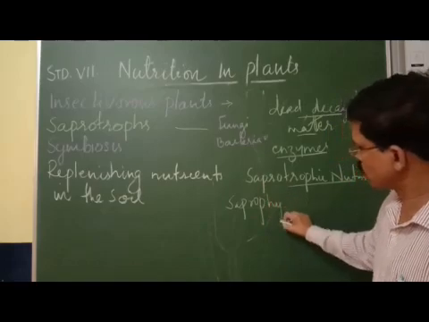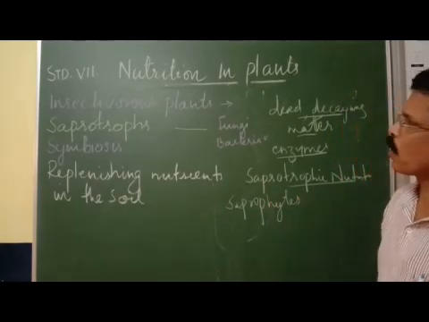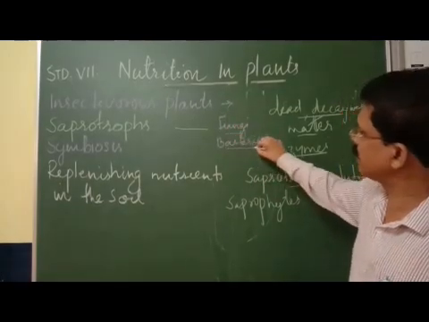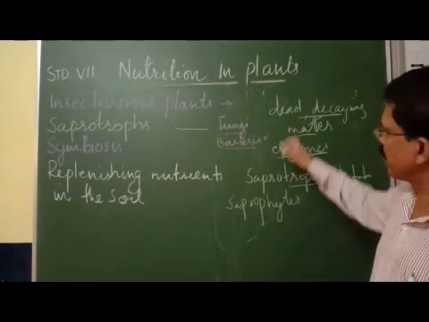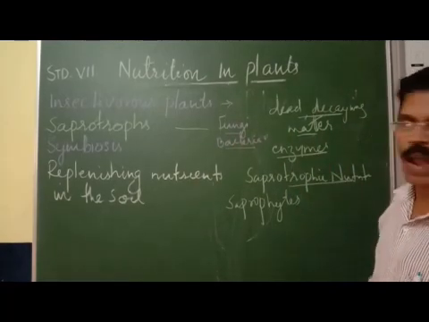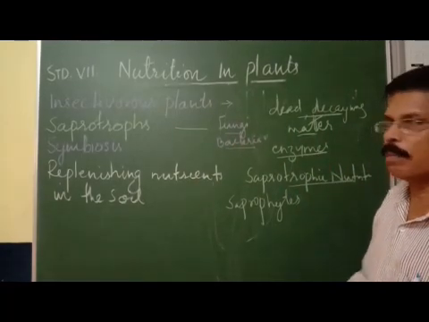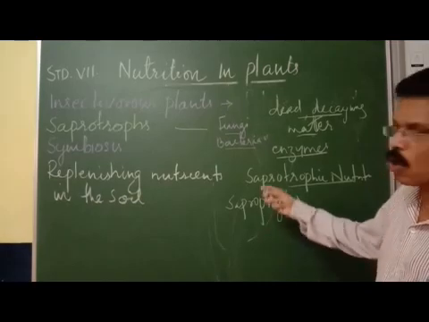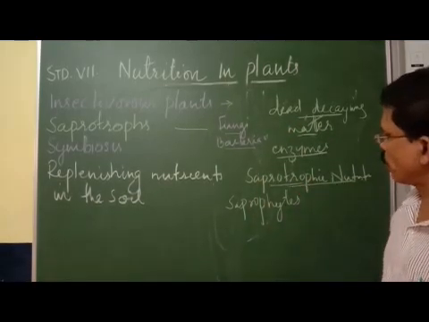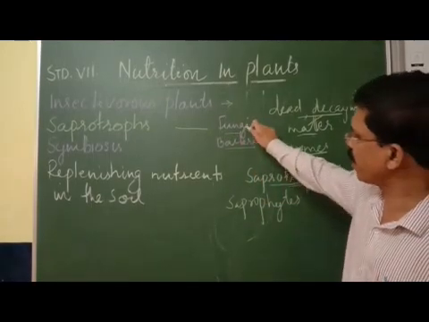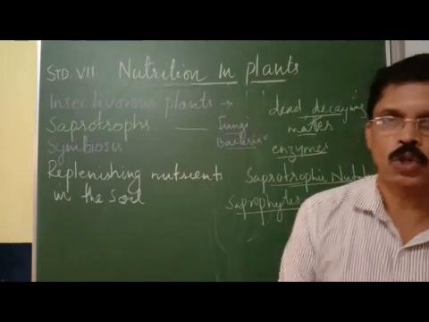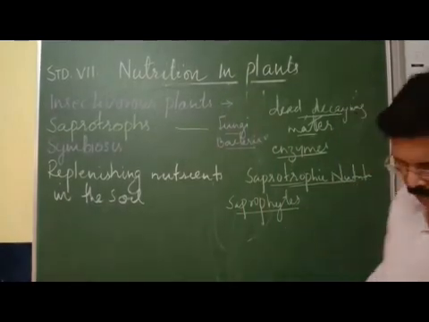So now we know what saprotrophic nutrition is. We understand fungi and bacteria feed on dead and decaying matter. Primarily they secrete enzymes. These enzymes decompose the dead bodies and they absorb the nutrients from them. Such a nutrition is called saprotrophic nutrition, and fungi and bacteria are called saprophytes or saprotrophs. Clear? Clear. Right.